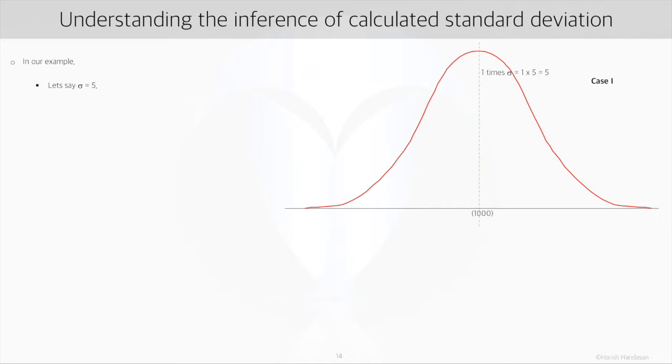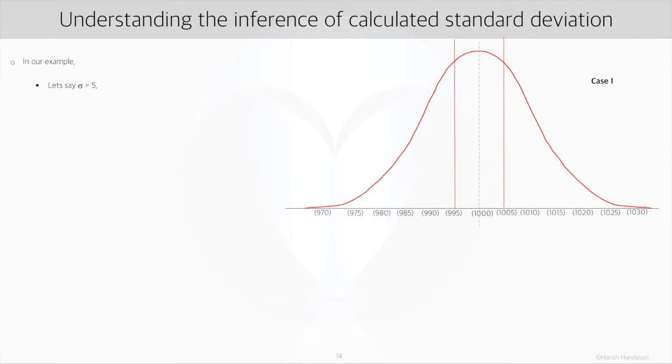As we said in the previous slide, we are considering the standard deviation at 5 and mean at 1000. Basically, we are taking the first scenario where we had taken the 5 samples and the calculated standard deviation was 5, mean was 1000. So mean minus 1 times the standard deviation, which is 5, is going to be 1000 minus 5, so 995. Mean plus 1 times of standard deviation is going to be 1000 plus 5, so we get 1005.